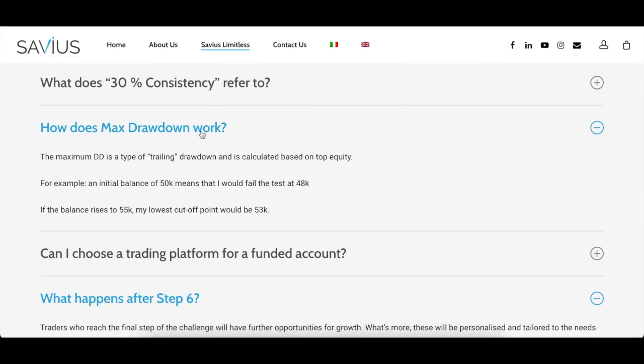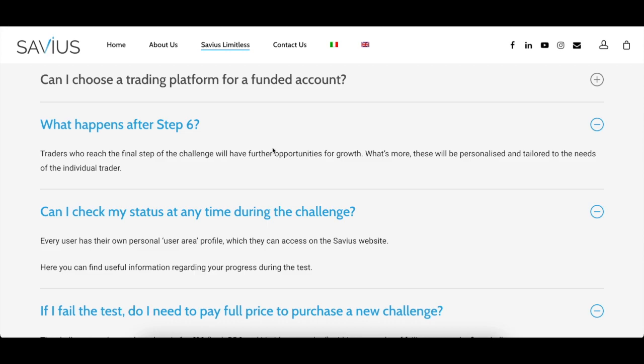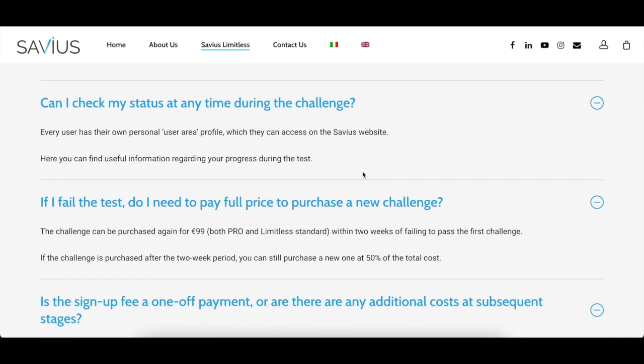It looks like the drawdown is trailing, and it trails indefinitely just based on their own example. If you're looking at this last line, if your balance rises to 55K, your cutoff point would be 53K. So you have a 2K max drawdown. It obviously did not stop at 50K. So that's, again, not a great thing. Traders who make it to the final step will have opportunities for growth. Okay, well, we're not going to get ahead of ourselves.